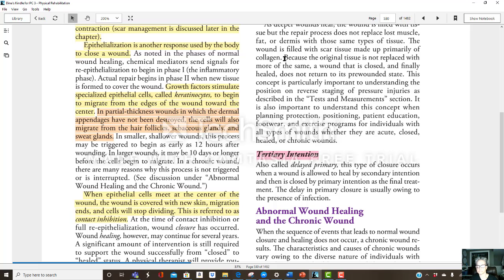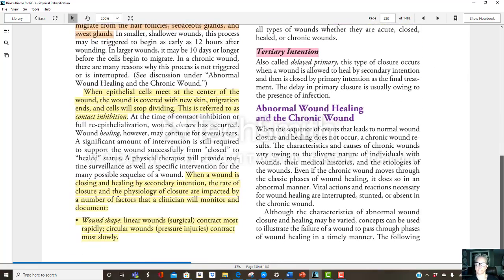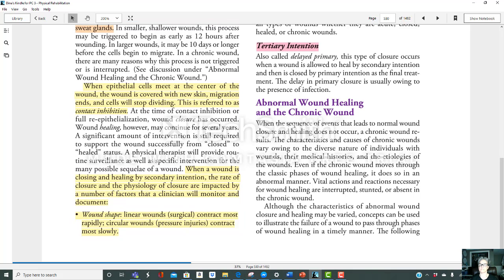Tertiary intention, also called delayed primary. This type of closure occurs when a wound is allowed to heal by secondary intention and then is closed by primary intention as the final treatment. The delay in primary closure is usually owing to the presence of infection, abnormal wound healing, and the chronic wound when the sequence of events that leads to normal wound closure and healing does not occur.